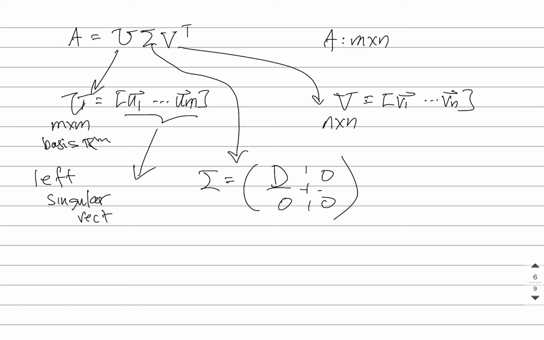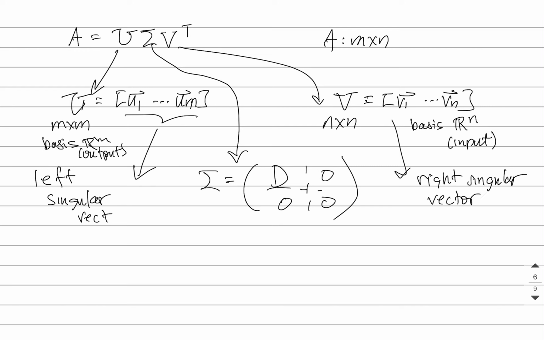This matrix V holds an orthogonal and orthonormal basis for Rn, and that is the input space, if you want to think of it, whereas Rm was the output space, if you wanted to think of it that way. This holds the right singular vectors. And they're right singular vectors because that matrix V is on the right of this sigma matrix.